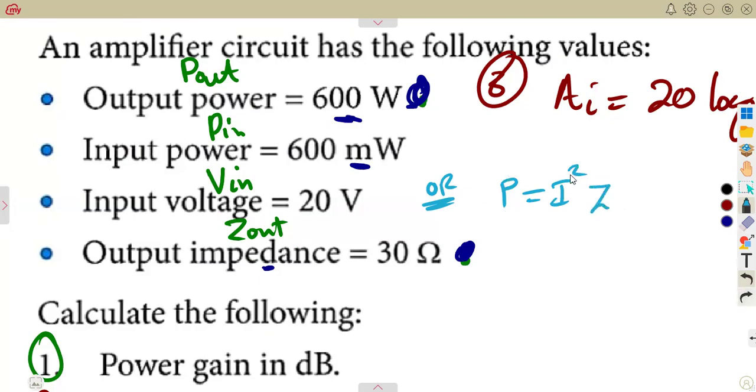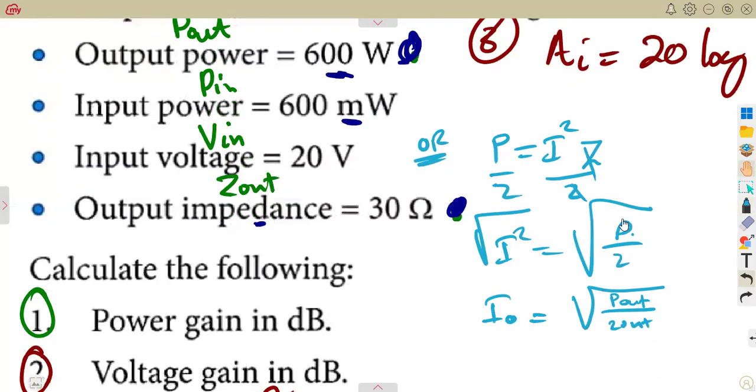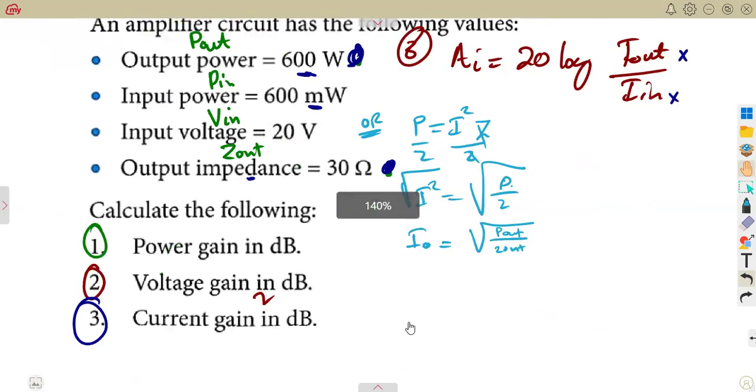So you can make I the subject, that is divide by Z in that case. So meaning to say I squared is P over Z. Introduce the square root. That means our output current is equal to the square root of the output power over the output impedance. I talked about this formula, if you still remember. So let's substitute and see what we are going to have at the end.